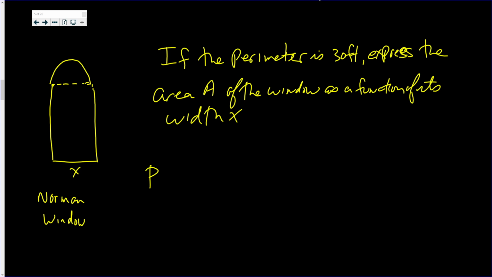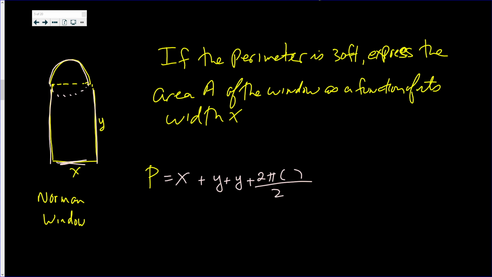So this is x and maybe that's y. So we have x, plus y, plus another y, plus the semicircle. So it's the circumference over 2. Now the circumference of the whole circle is 2 pi r. I'm dividing it by 2 because there's only half a circle. Now, remember the radius is half the diameter.